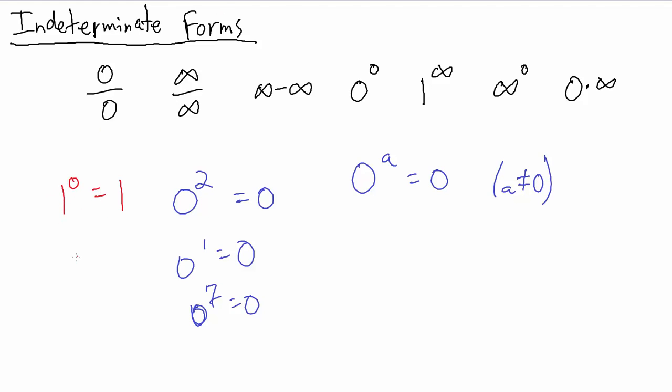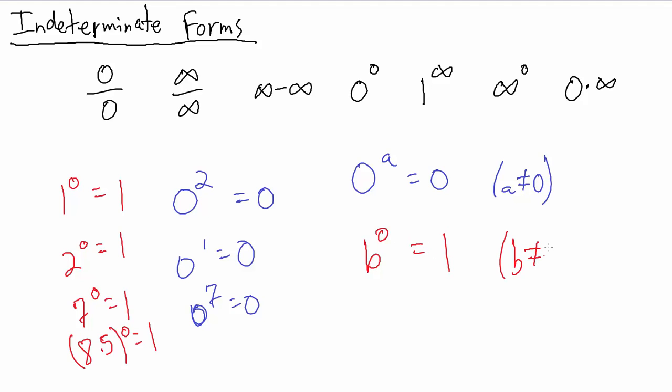1 to the 0? That's just 1, right? How about 2 to the 0? That's 1. 7 to the 0 is 1. 8.5 to the 0 is also 1. Okay. So if we have anything, let's say b raised to the 0 power, that's always going to be 1 as long as b is not 0.